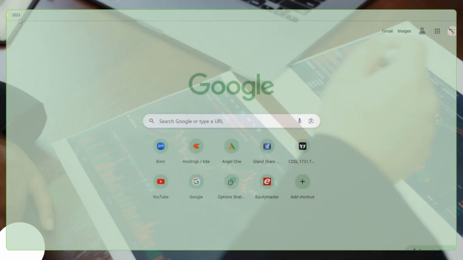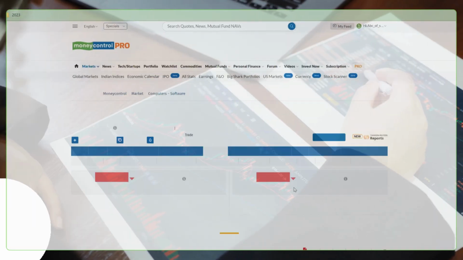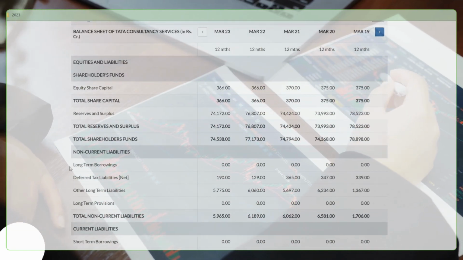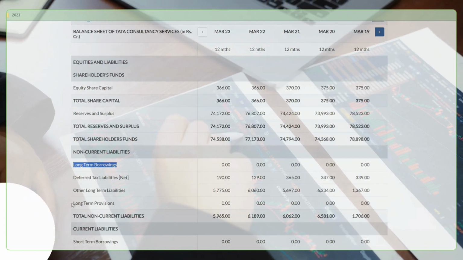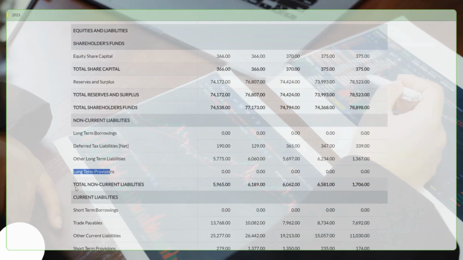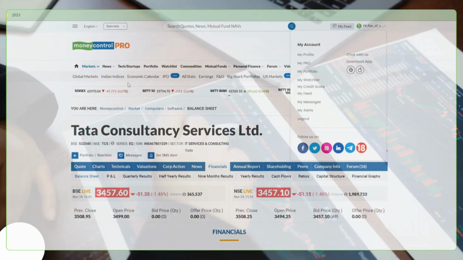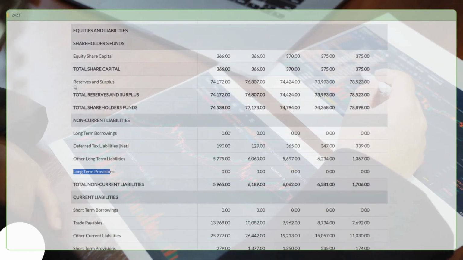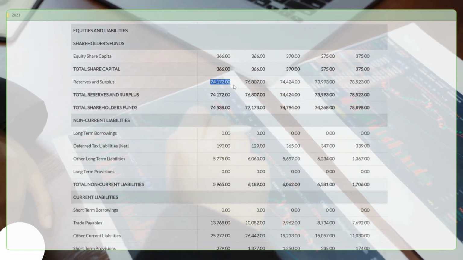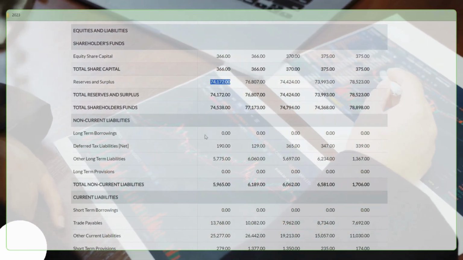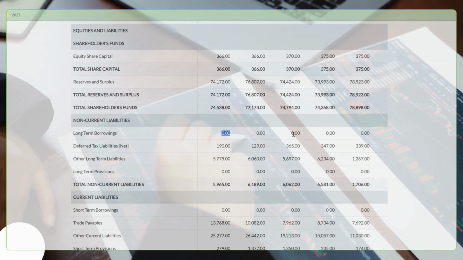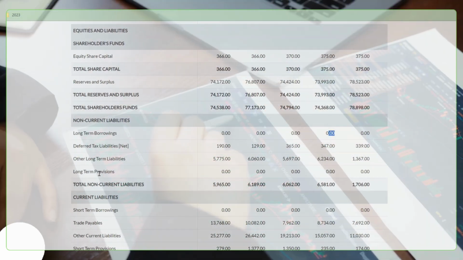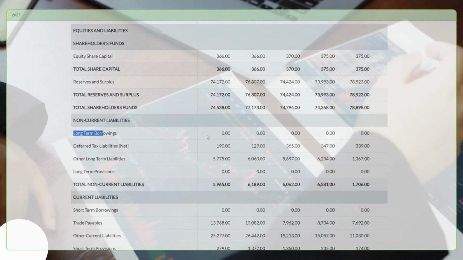In Moneycontrol also you can see the debt, when you search their balance sheet, you will see it in detail. So long-term borrowing, long-term provision, then, which company is this? This is TCS. So TCS, you can see the reserves, this is the amount they have in crores, 74,000 crores, and they don't have any loan. So this short-term loan is okay. Long-term loan should be zero or in decreasing order.